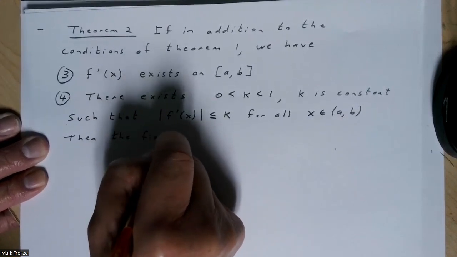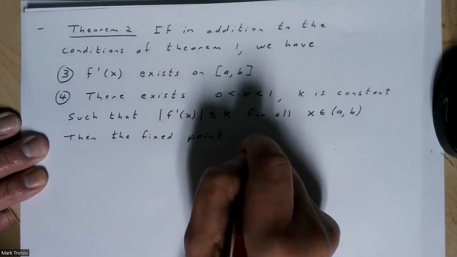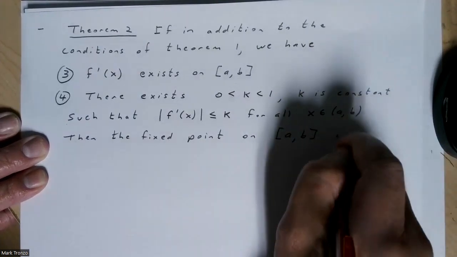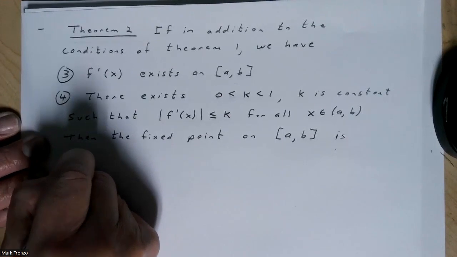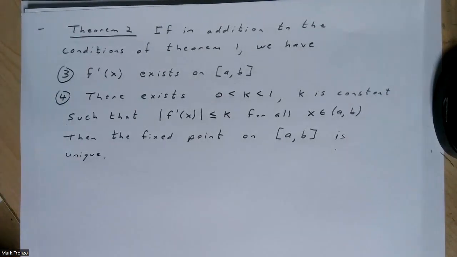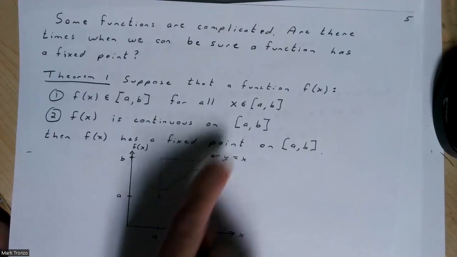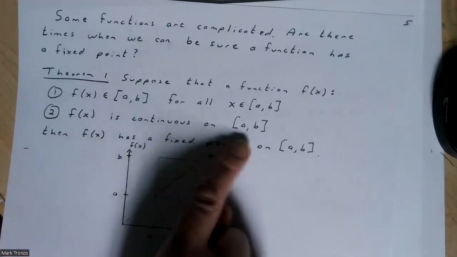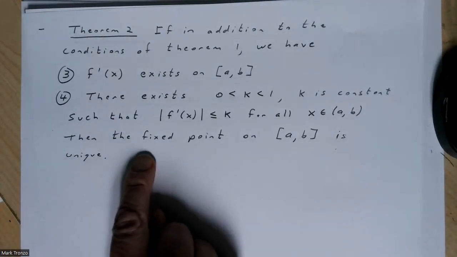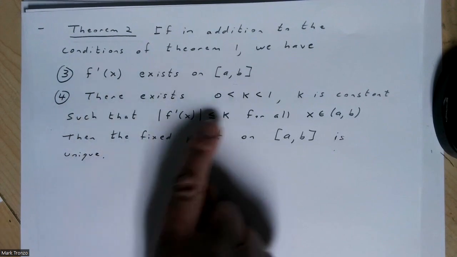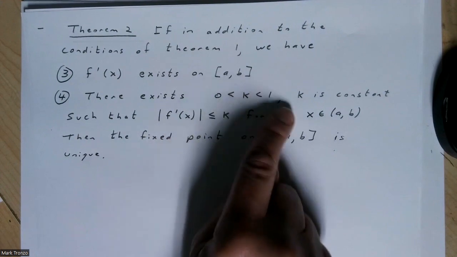the fixed point on AB is unique. So again, if we have these four conditions, the two we had a minute ago, that the input is on an interval AB and the output is on that same interval, and our function's continuous on AB, we have a fixed point, but also the fixed point is unique if we have these two extra conditions, that the derivative exists, and then the derivative is bounded by some number between 0 and 1.